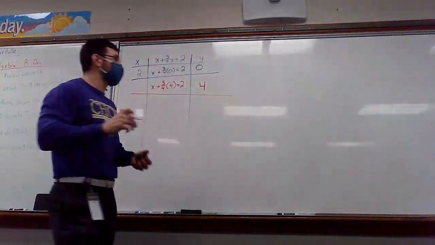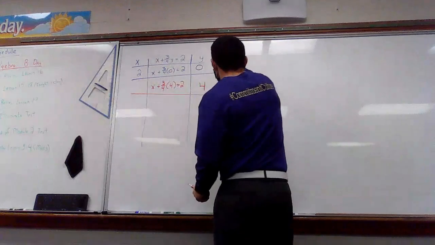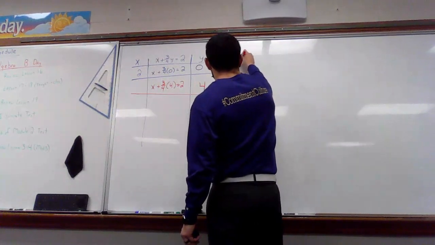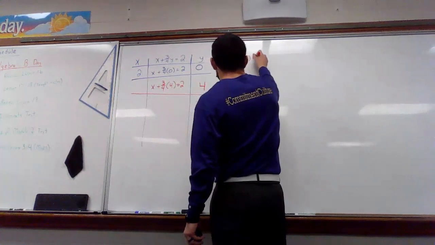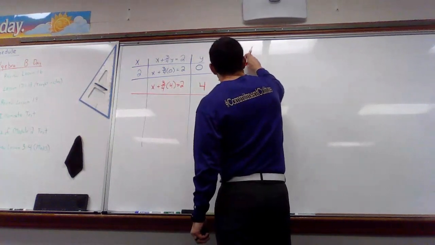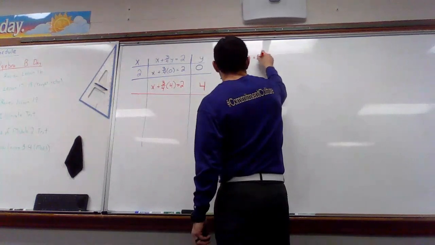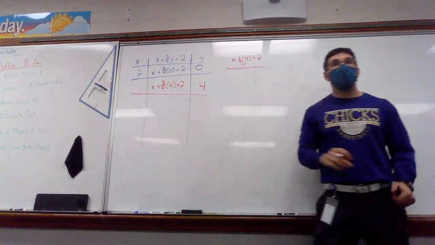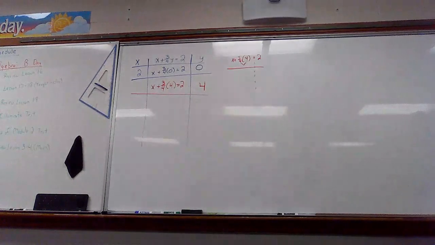And I'm going to bring it off over to the side so that I can actually solve it. So now I've got x plus 3/4 multiplied by... nope, that's wrong. Multiplied by 4 equals 2. Get your calculators. Tell me what 3/4 times 4 is. And remember, 3/4 is 3 divided by 4.